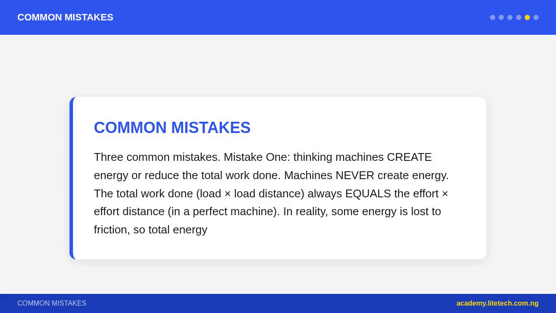3 common mistakes. Mistake 1. Thinking machines create energy or reduce the total work done. Machines never create energy. The total work done, load times load distance, always equals the effort times effort distance, in a perfect machine. In reality, some energy is lost to friction, so total energy input is always slightly more than work output. The machine makes it easier by distributing force or direction, not by reducing total energy.